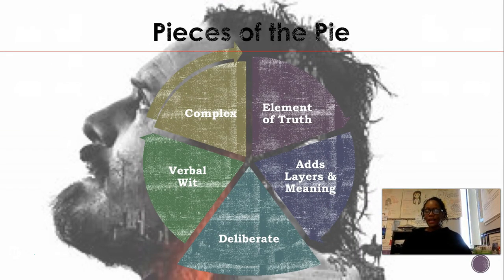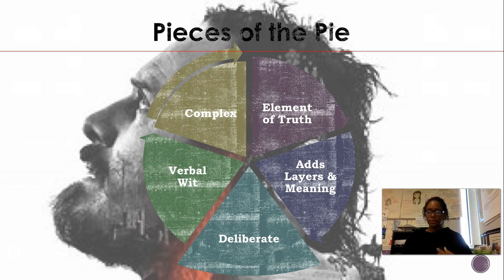The different pieces of the pie, I really like to say, are the qualities that oxymorons possess. How do you know it's an oxymoron? Well, one, there is always an element of truth. Even though they're contradictory, if you dig deep enough, you will see that, wow, this does sort of make sense, even though at first glance, on the surface level, it appears not to. Another piece of the pie is that it adds layers to the text. It allows us to develop a more meaningful interpretation of the reading.